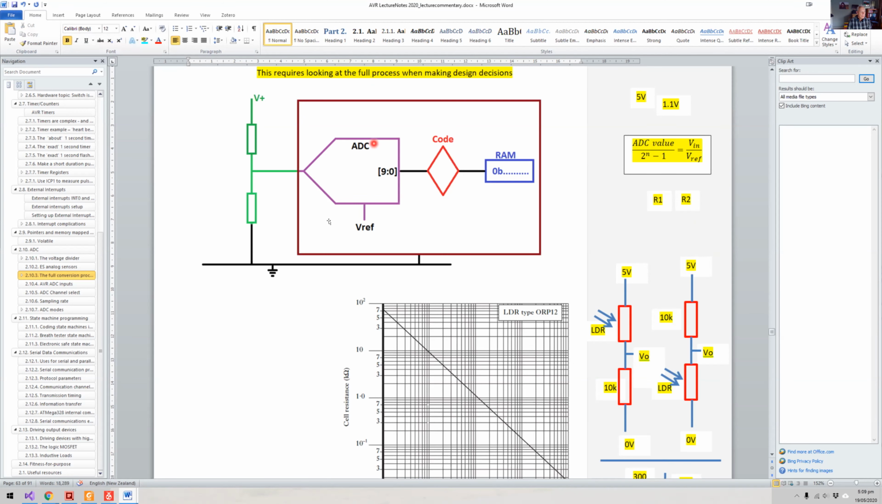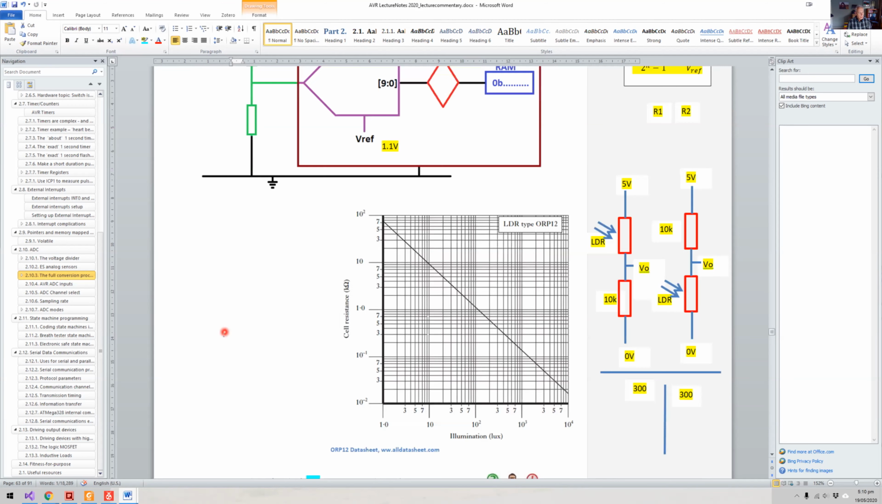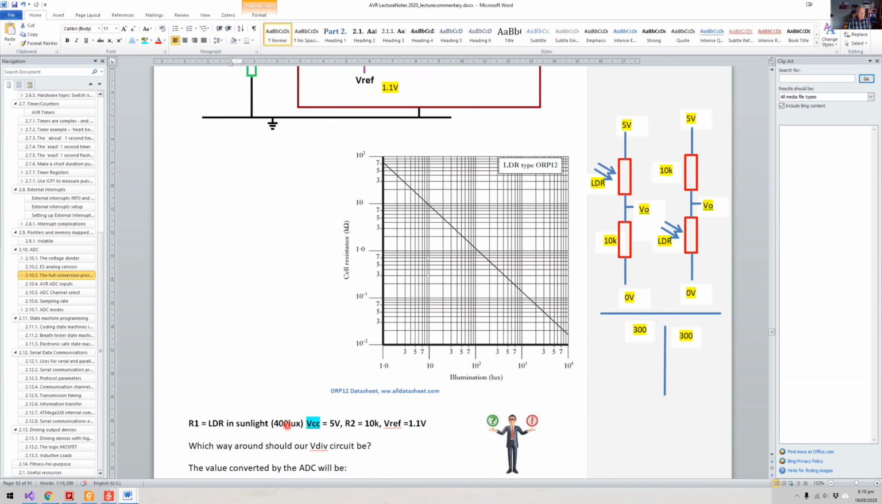Here's our full process. So let's just think, what have we got? We've got a voltage reference of 1.1 volts. So this belongs over here, 1.1 volts. And we've got a voltage coming in of 5 volts. Cool, okay. Now the design decision is to think about, well, which way round does this voltage divider go? So let's think about it. We're measuring lux, 400 lux, which is sunlight.